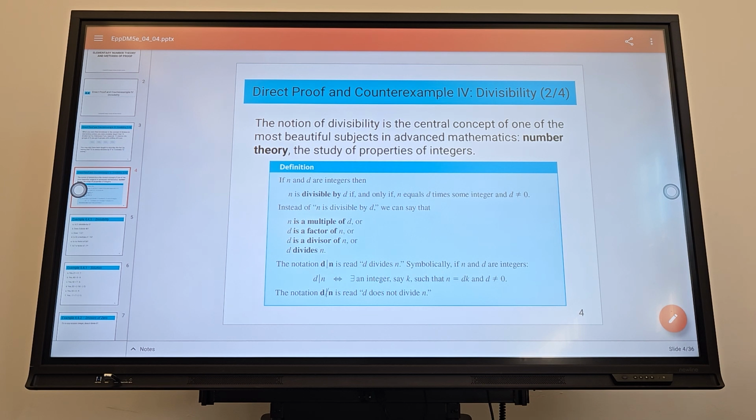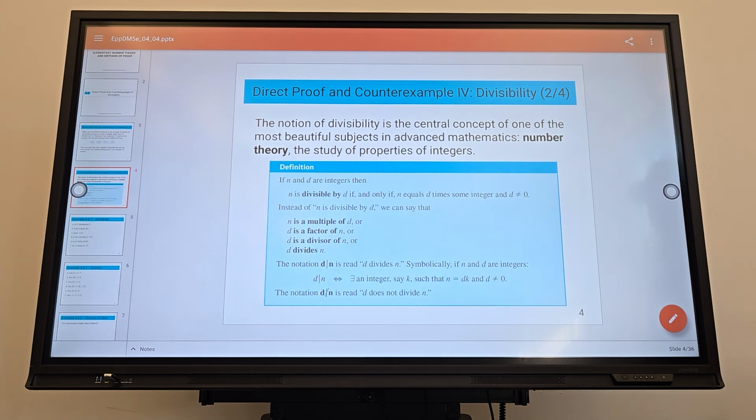Definition: if n and d are integers, then n is divisible by d if and only if n equals d times some integer and d does not equal 0. You could also say n is a multiple of d, n is a factor, or d is a factor of n, d is a divisor of n, or d divides n. The notation d pipe n reads d divides n.